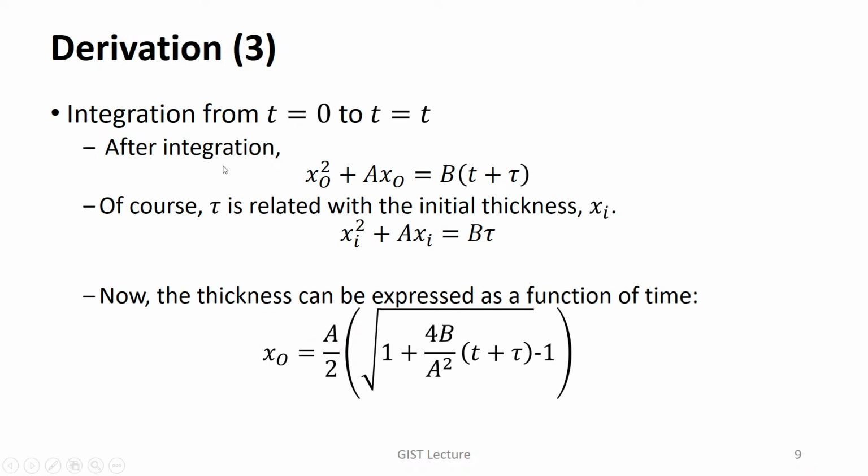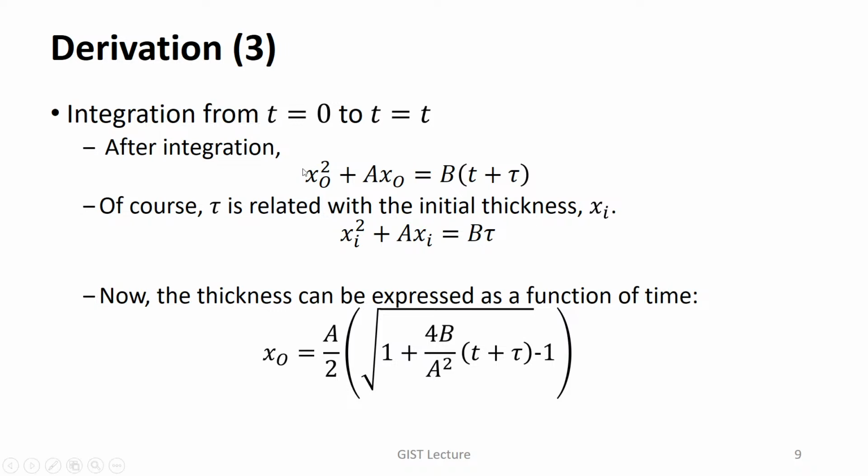By integrating from t equals 0 to t equals t, we can easily find that the solution is given this way. So now we no longer have the time derivative involved because we have already made the integration, and a quadratic expression for XO equal to some time varying parameter. So here tau is introduced to describe the initial thickness of our problem.